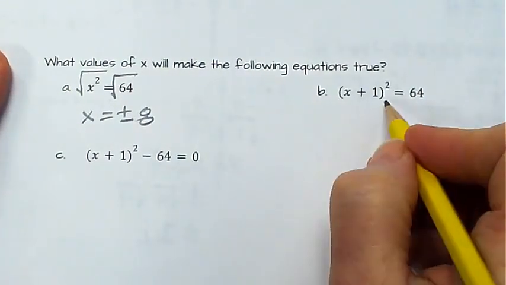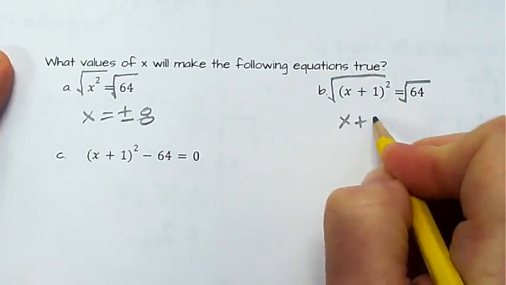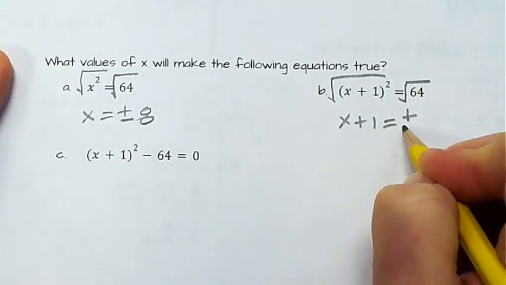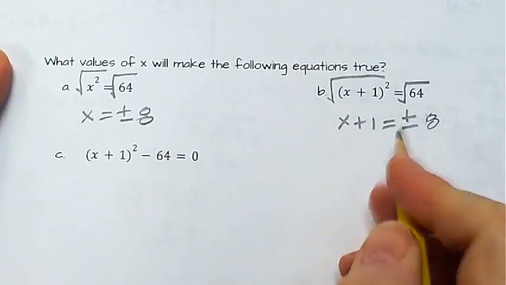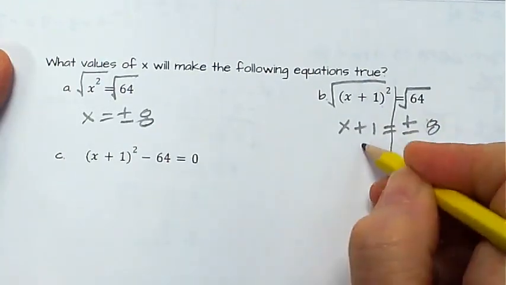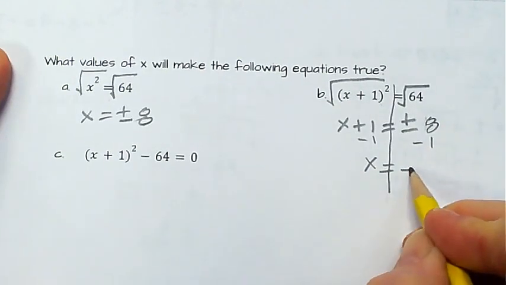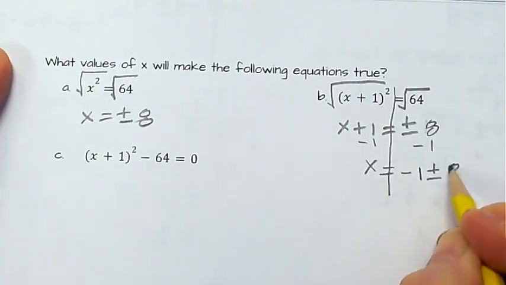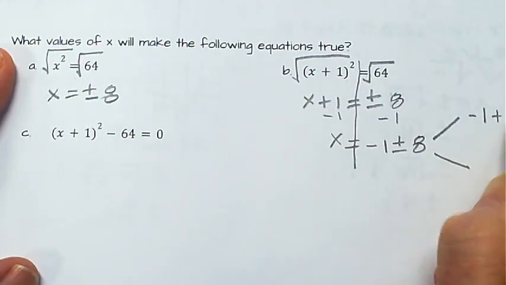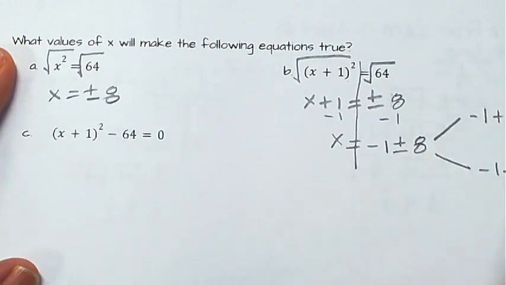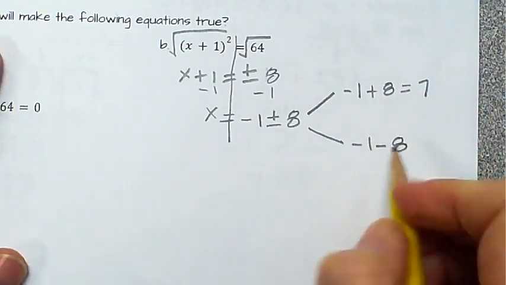Take the square root of both sides here. I get x plus 1 equals plus or minus 8. And then I'm going to subtract 1 from each side. So that's going to give me two answers. It's going to give me negative 1 plus or minus 8, which is negative 1 plus 8 and negative 1 minus 8. Negative 1 plus 8 is 7. Negative 1 minus 8 is negative 9.